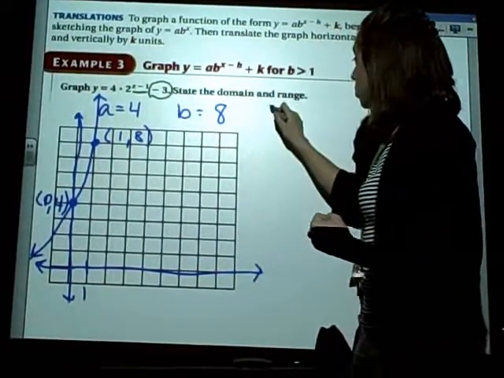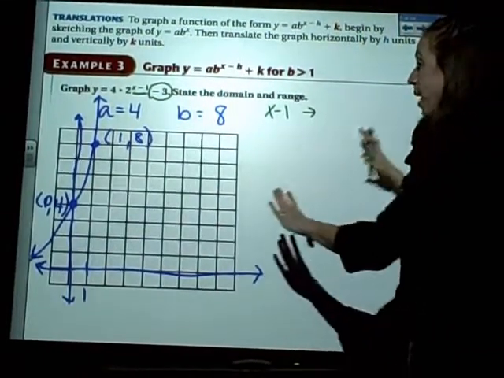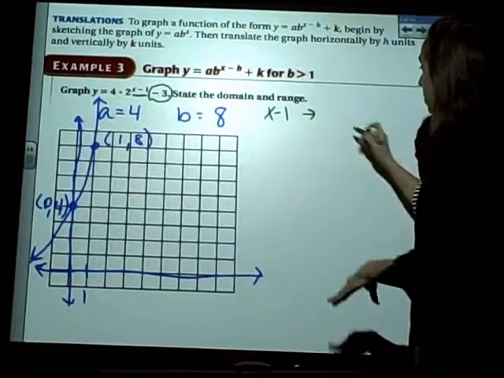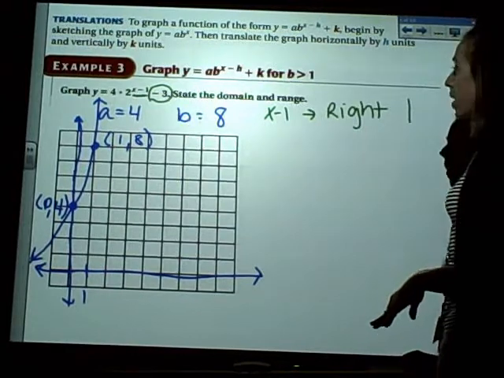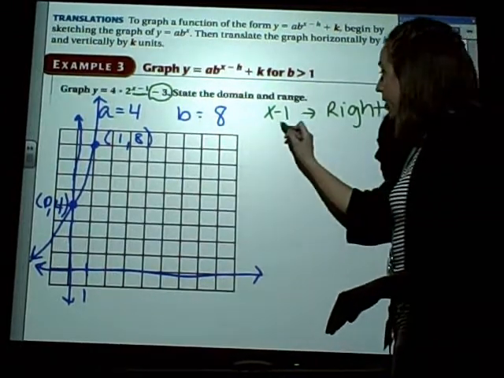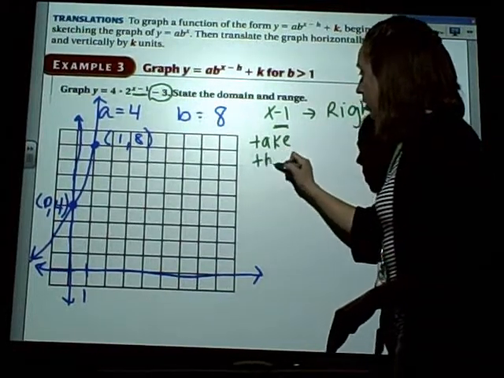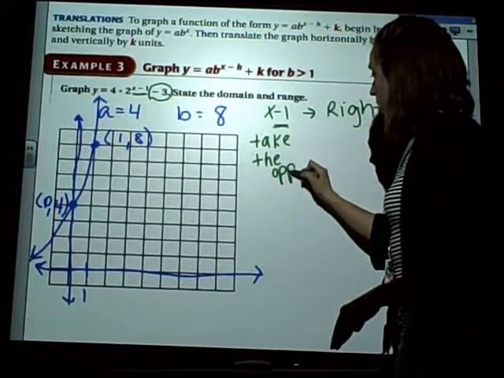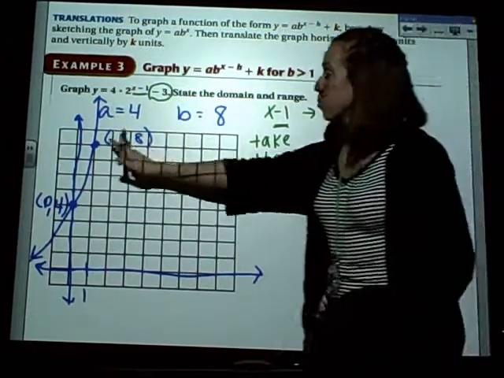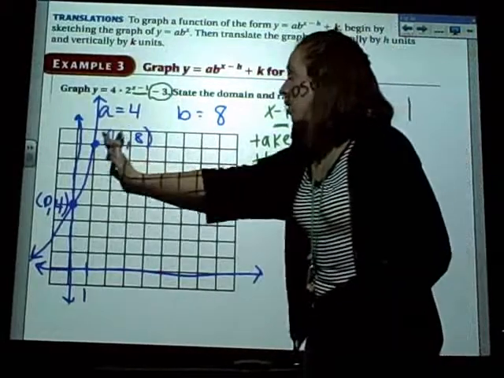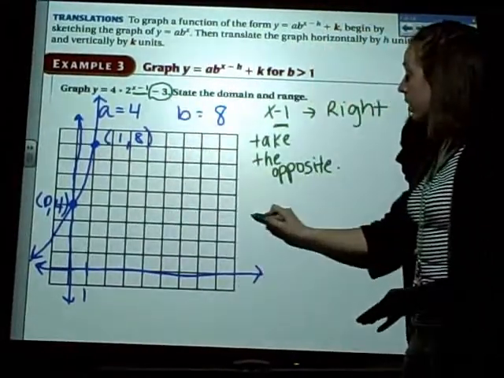So I'm going to write this over here. X minus 1 means I'm going to move in the positive direction, or to the right, 1 spot. Don't forget to take the opposite. Okay, so I'm going to move every point, and I only have 2, so it's super easy, to the right 1 spot.